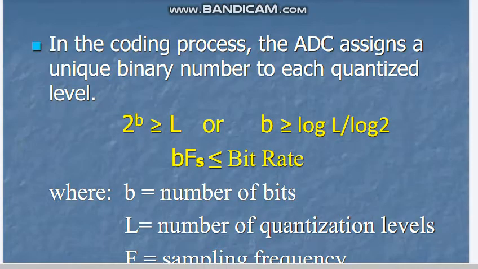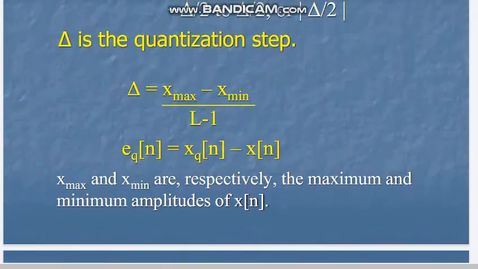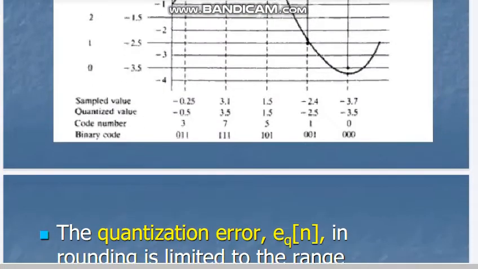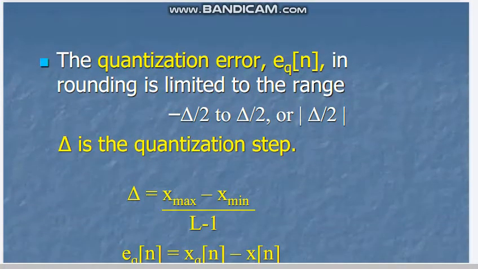Here you can see that there is some process of quantization. As you can see, that is quantization error, that is another term. In rounding, it is limited to the range minus delta by 2 to delta by 2. So delta is the quantization step, x max minus x minimum divided by L minus 1. L is the level of the binary data.